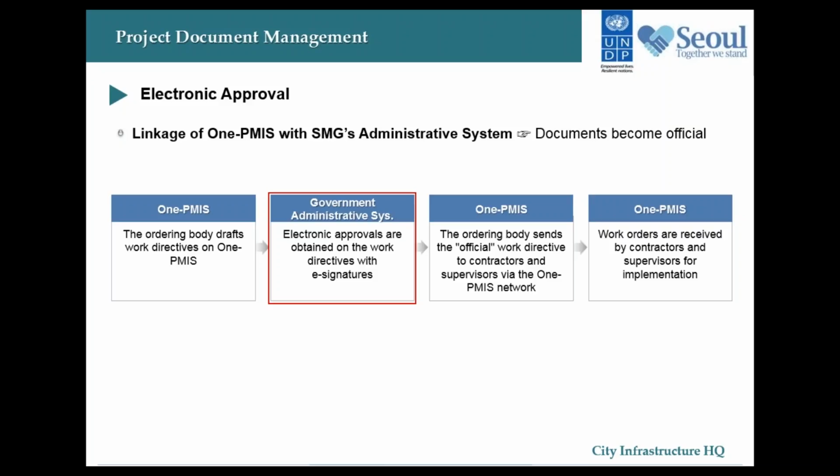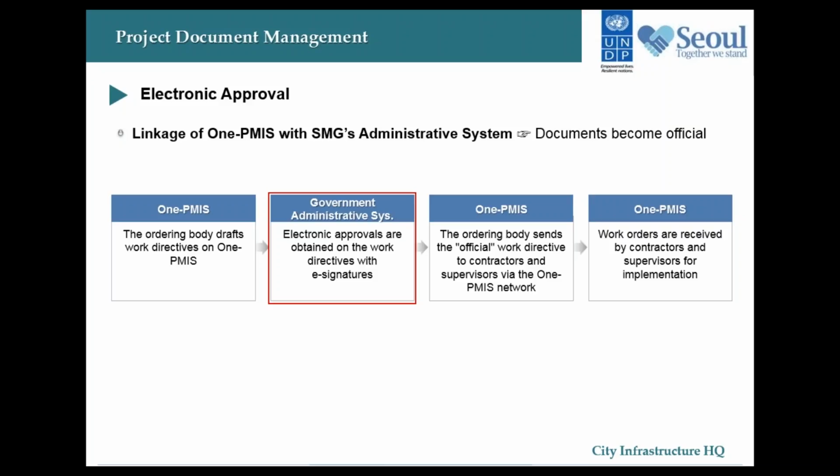So basically what they did was the following. When Seoul government official drafts work directives for its construction projects through OnePMIS, it would use Seoul Metro City's official government administrative network to receive the electronic approvals with an electronic signature on those drafts. Within Korea's government system, electronic signatures made over a government network like this confers the authority of official government documents to those documents.